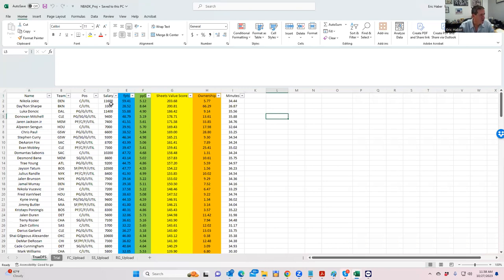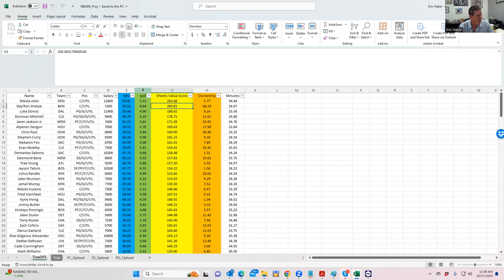Nonetheless, what this looks like is just kind of a list of players rated in different ways. Column E is by fantasy points. Column F is by points per dollar. But we're going to default list people by sheets value score. Now, here is how I would build your typical hand-built lineup, given the tools available to you, meaning these sheets.